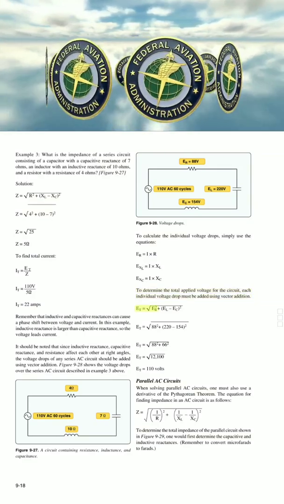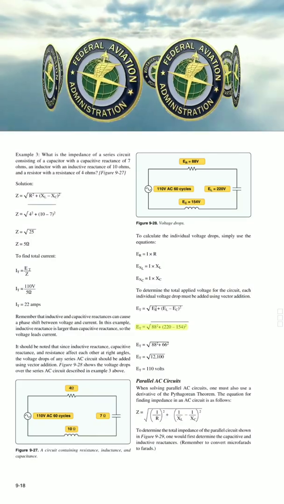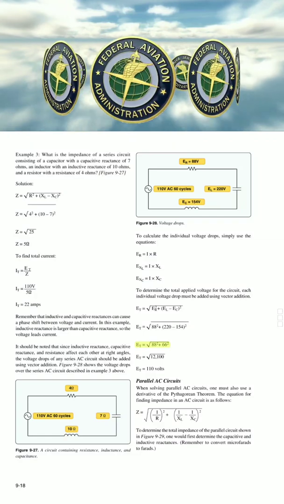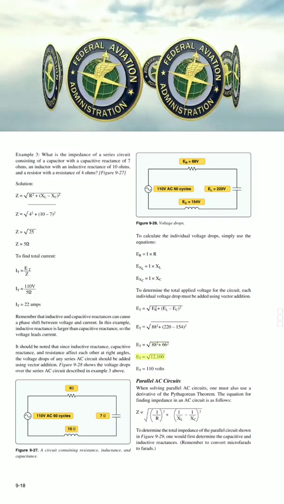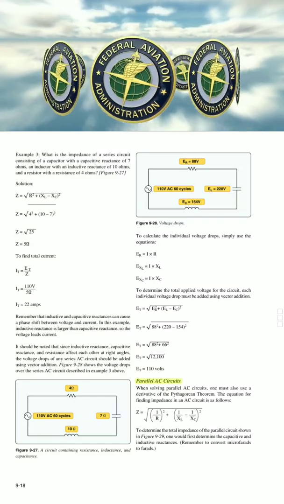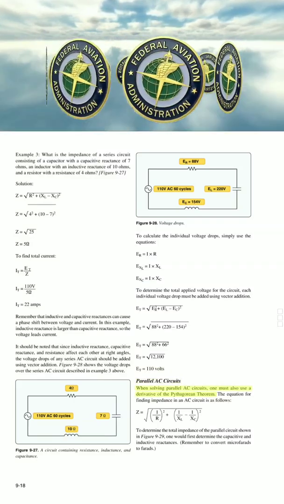ET equals the square root of ER squared plus (EL minus EC) squared. ET equals the square root of 88 squared plus (220 minus 154) squared. ET equals the square root of 88 squared plus 66 squared. ET equals the square root of 12,100. ET equals 110 volts. Parallel AC circuits. When solving parallel AC circuits, one must also use a derivative of the Pythagorean theorem.